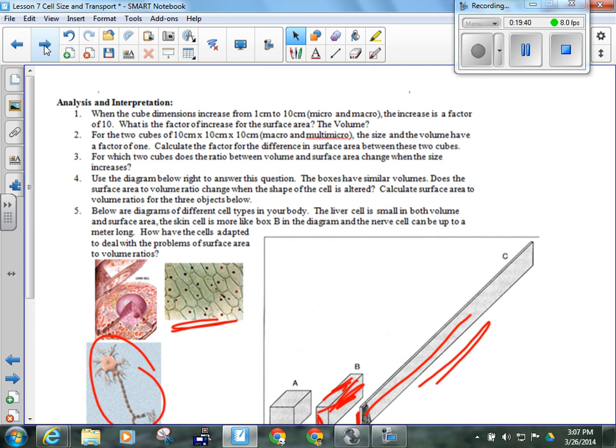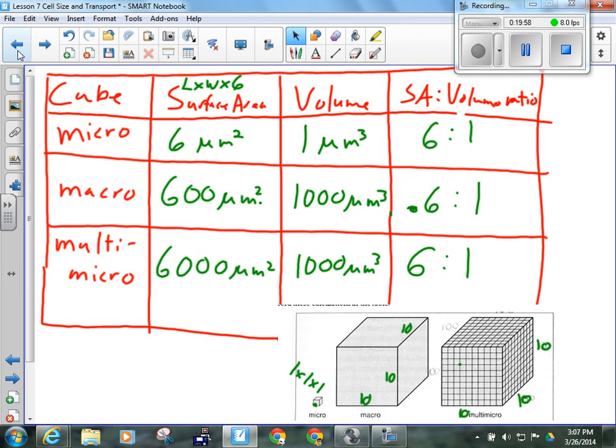Then for number 2, for the 2 cubes that are big, macro and multi-micro, they have the same size. That's what this question is saying. It says the size and the volume have a factor of 1. It means they're the same. Calculate the factor for the difference in surface area between them. So we go back to here and we go, okay, the surface area of multi-micro is 6,000. How many times bigger is that than 600? Whoa, that's for you to put in, not for you to shout out.